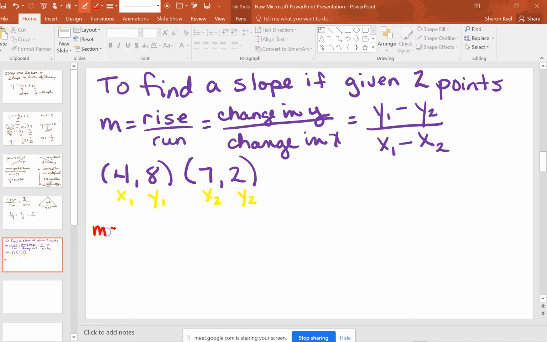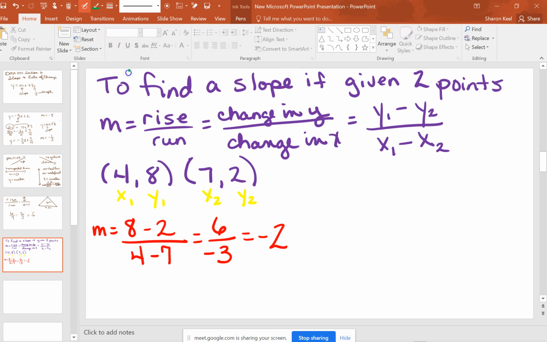So to find the slope here, I'm going to start with y. I'm going to do 8 minus 2. When I do my denominator and I go to the x's, since I started with this ordered pair first for y, I have to start with this ordered pair first. So I have to do 4 minus 7. I can't flip-flop and put 7 minus 4 because then I'm changing the order. 8 minus 2 gives us 6. 4 minus 7 gives us -3. When I simplify 6 divided by -3, I get -2.